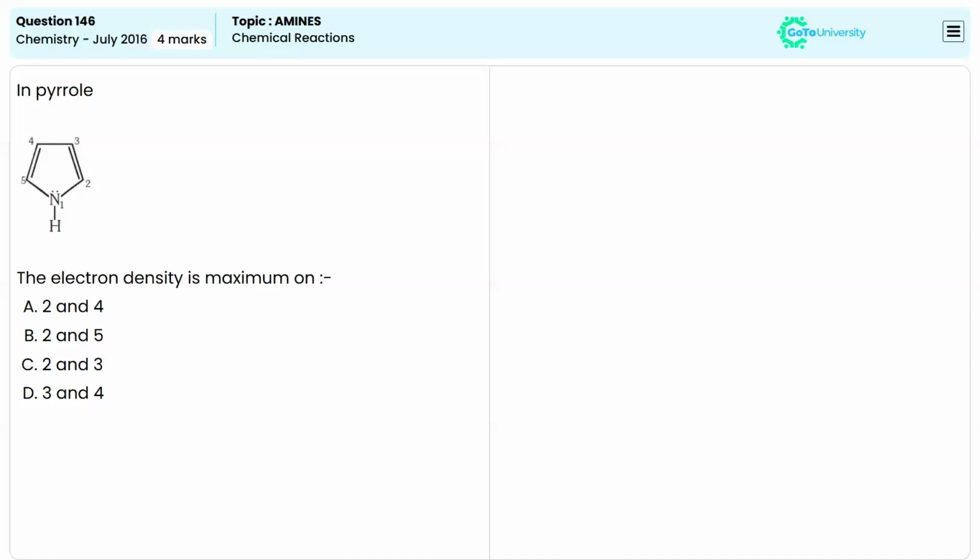So here we have the structure of pyrrole, and the question is, in pyrrole, on which atom is the electron density maximum? In order to find out the atom having maximum electron density, first of all we have to know the complete resonance, right? If you draw the complete resonance, we can see the electron density will be maximum at the second position and the fifth position. Okay, so option B is the correct answer.